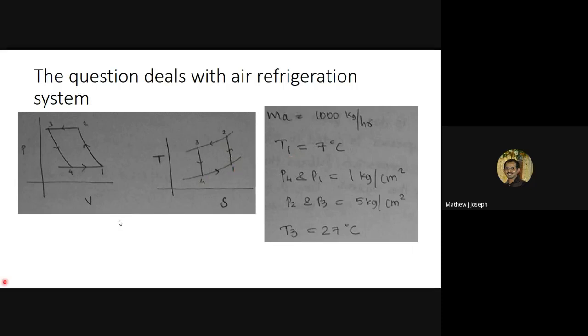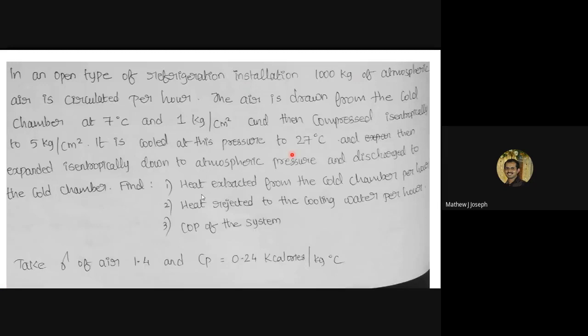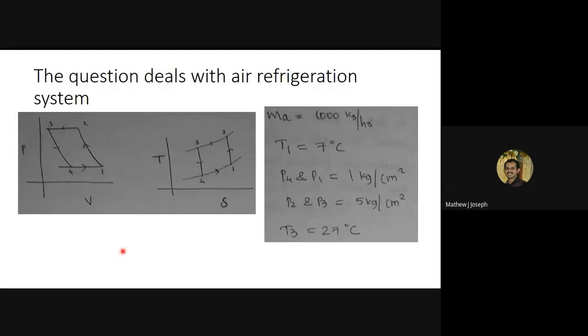Okay, then we are again reading the question. It is compressed isentropically to 5 kilogram per centimeter square. So after compression, the pressure is increased to the final pressure, that is the higher pressure drawn over here, that is P2 and P3. We can note this down. P2 and P3 will be 5 kilogram per centimeter square.